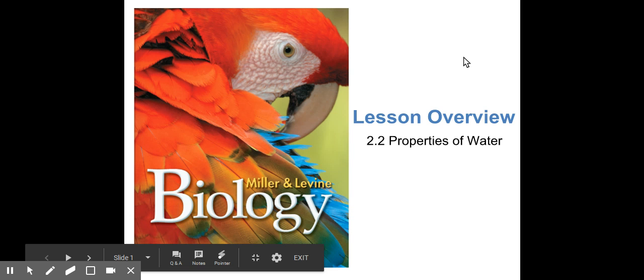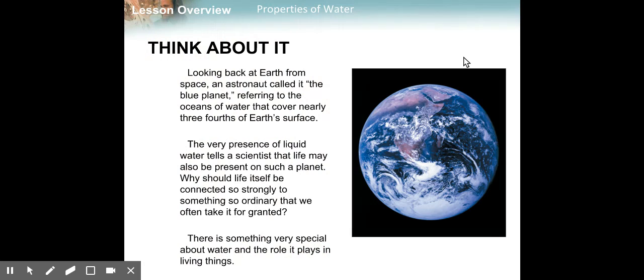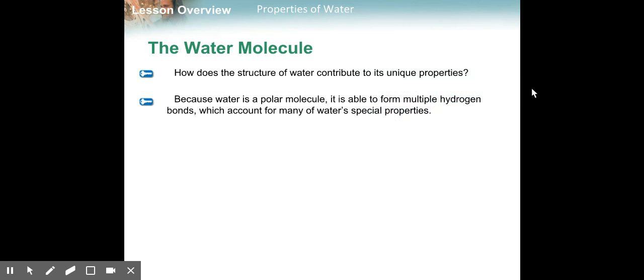All right, section 2, properties of water. If you look at the Earth, there's a whole lot of water on it, so it's kind of important to us. The structure of water. We talked about this in the last section a little bit.